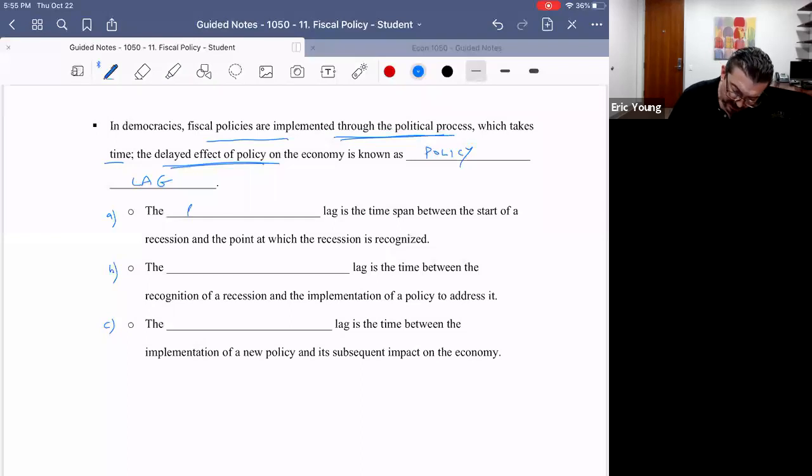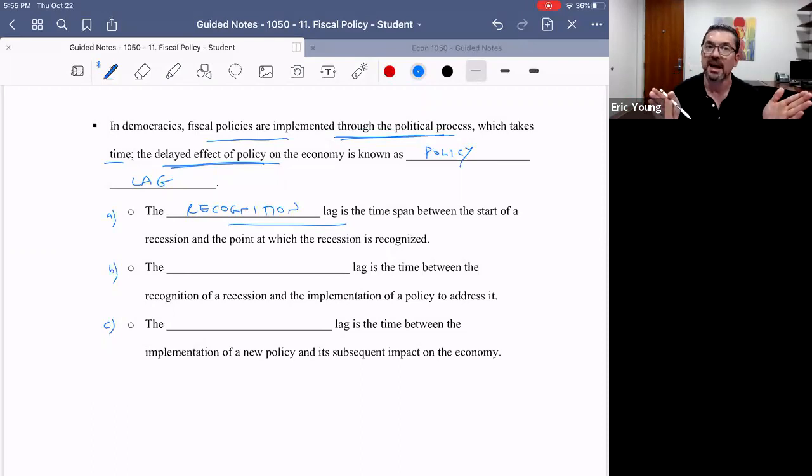The recognition lag would be the time span between when like a recession starts and when policy makers actually recognize it. In other words, the time between when a recession officially starts and people can say, we see the data, we're in a recession. This might take, in some cases, 3 to 6 months. Once you have that, you would have what's called the implementation lag.